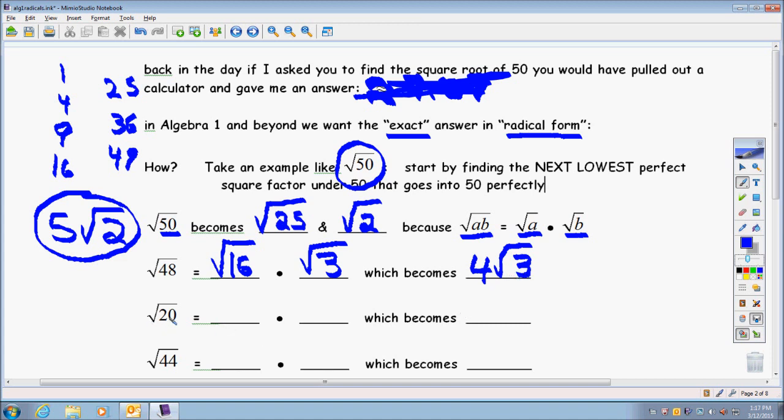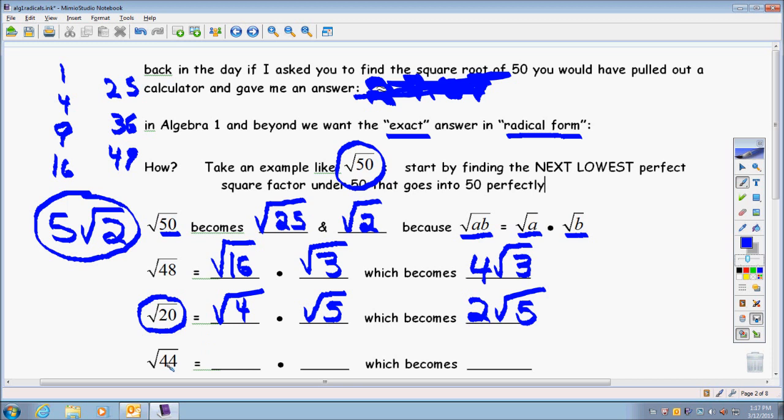Okay, square root of 20. 10 times 2, but none of those are perfect squares. We can go 4 and 5, right? 4 times 5. So radical 4. I always put the perfect square first. Radical 4 times radical 5. Now radical 4 becomes 2. So that becomes 2 radical 5. Now the good thing about this is it can actually be checked on the calculator. You can take this and get a decimal, and then multiply this times this and still get the same decimal. So you can check this on the calculator very well.